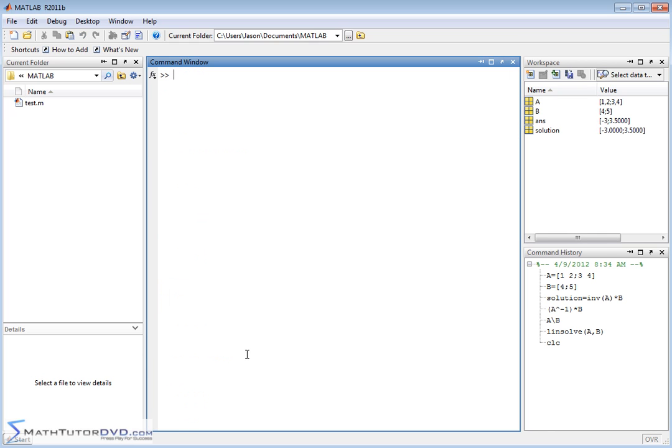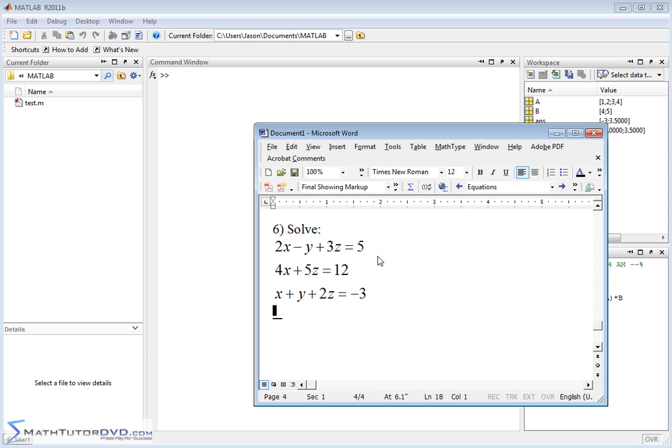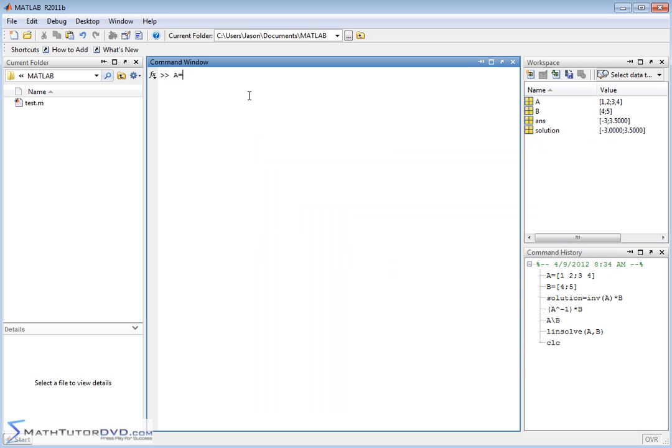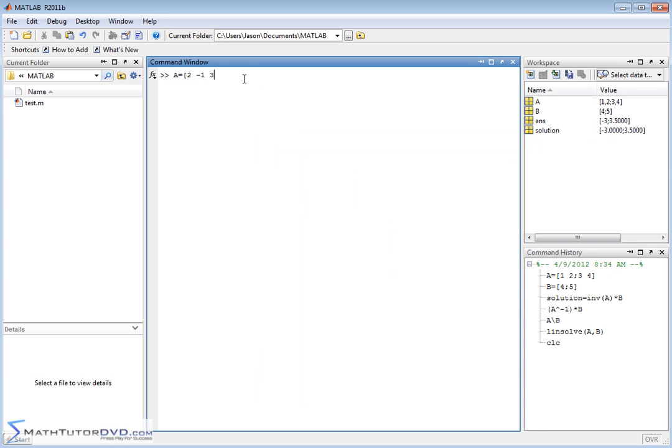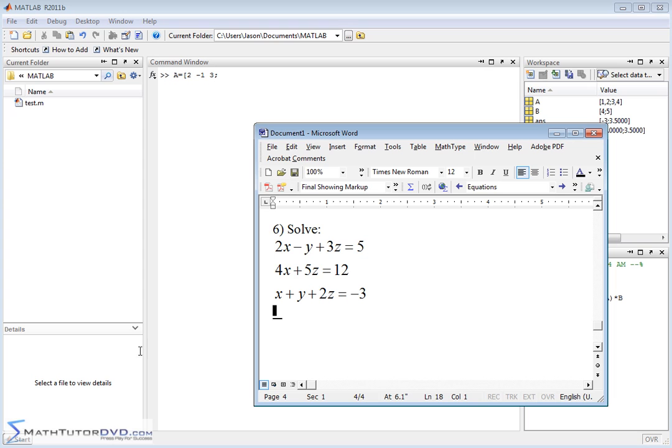So let me go ahead and clear the screen, and let's do one more quick example, a larger system. Here we have 3 variables, x, y, and z, and we have 3 equations. But the process is the same. We want to set up a matrix A that encompasses the left-hand side of the equal sign, and then we'll set up a matrix B that describes the right-hand side. So we have 2x minus y, so A is equal to 2, -1, and then z is 3. Now we're going to put a semicolon because we're done with that equation. We're going to the next line.